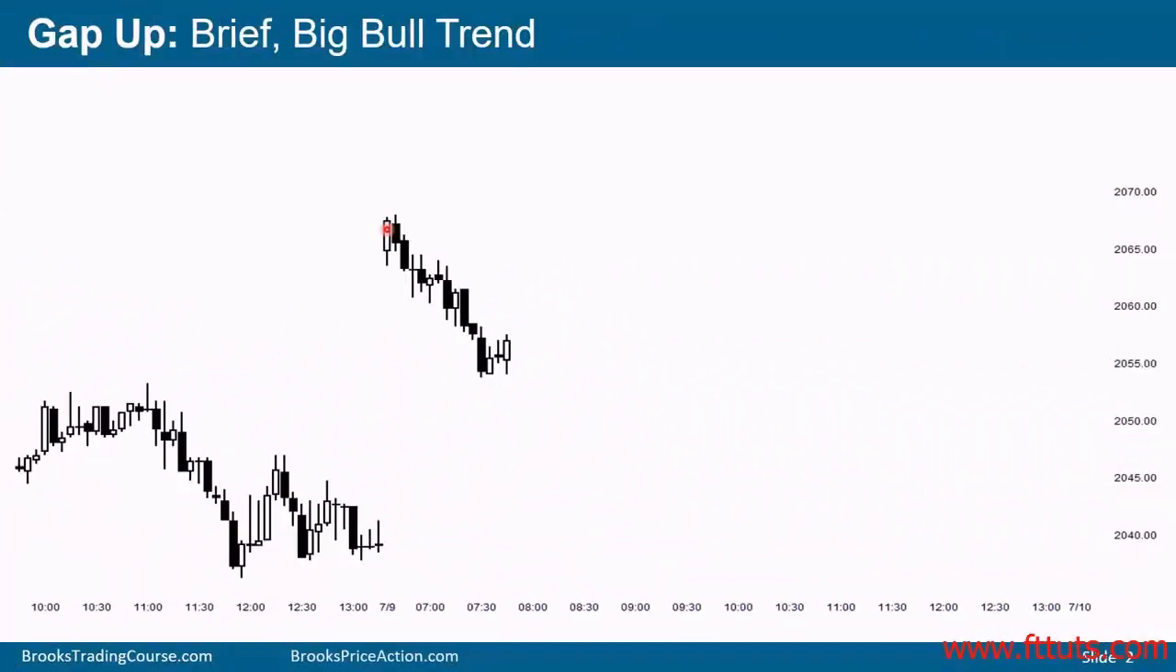We have a gap up, which is a type of a bull trend, even though it's only a gap and very brief. If you looked at the cash index, you would see a big bull trend bar from here up to here. And therefore, it's a strong bull trend, a strong breakout.